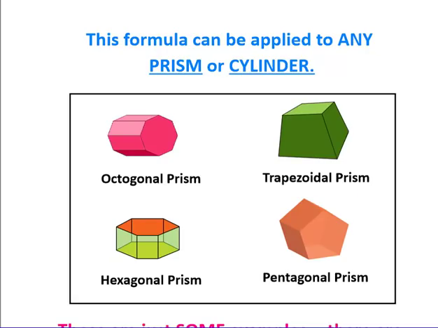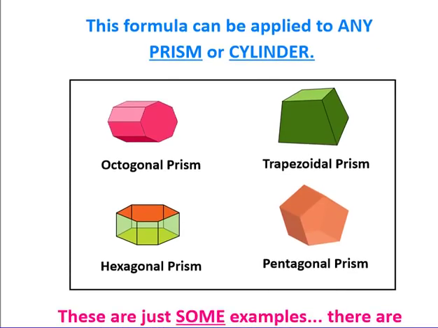Now, this formula will work for any prism or any cylinder. It does not work for cones. It does not work for spheres. It does not work for pyramids. It just works for any shape that has the name prism at the end of it. And there's tons of them. These are just a couple of examples here. And it also works for cylinders.